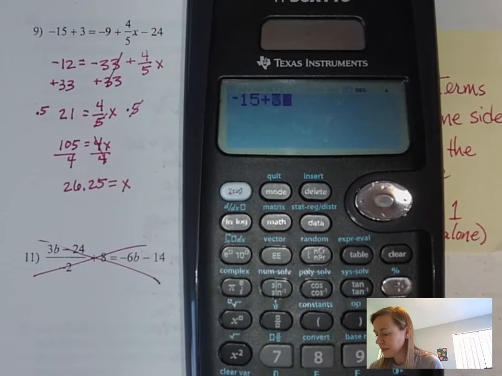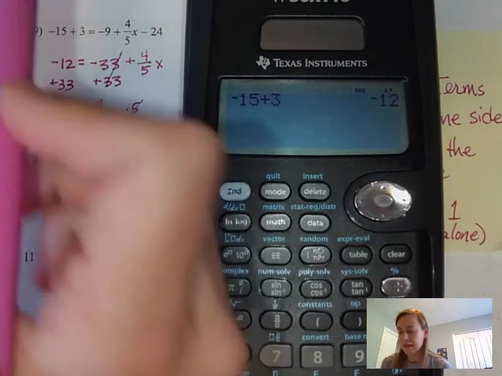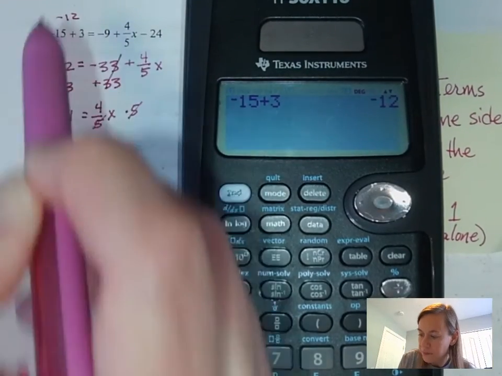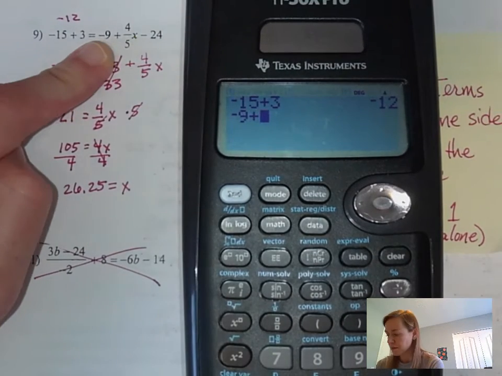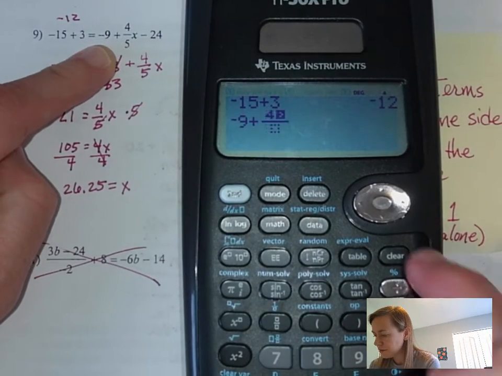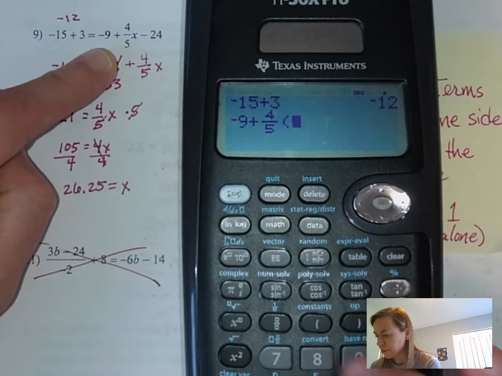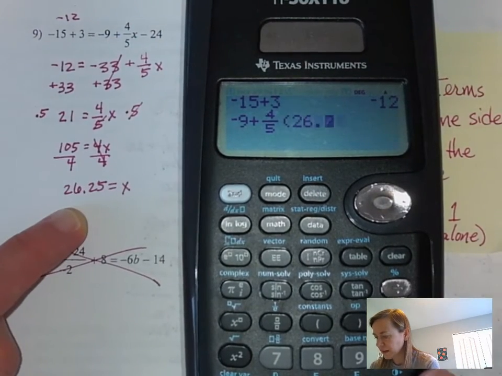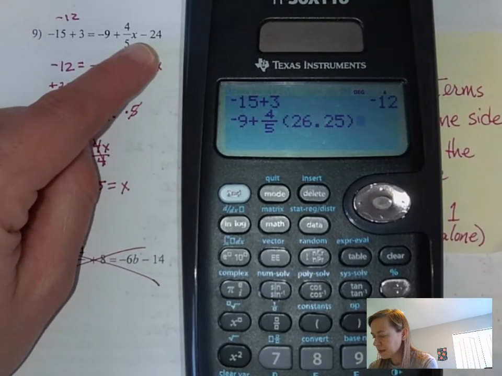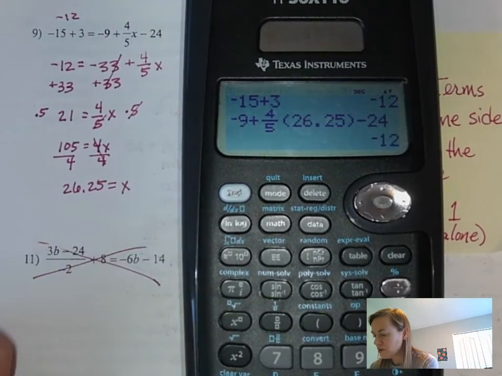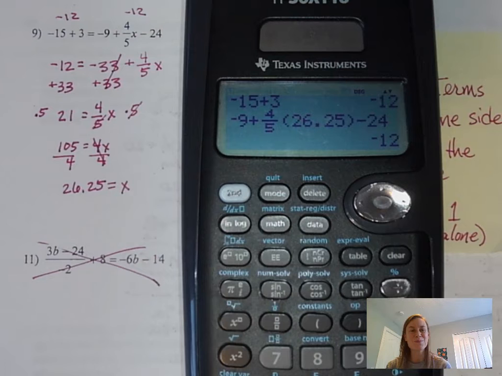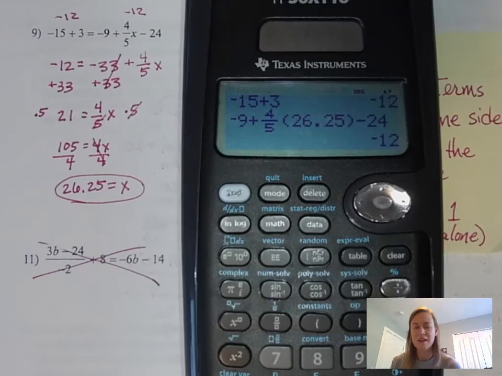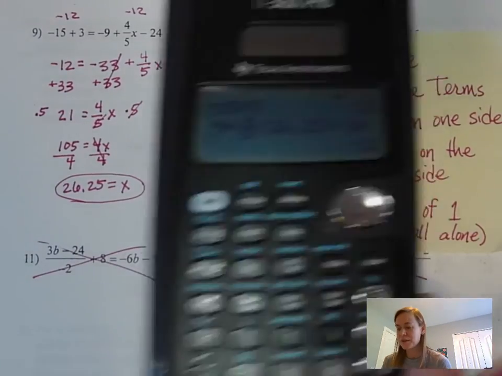So negative 15 plus 3, looks like it's negative 12 on one side. So you can kind of make yourself a little note, negative 12. Now on the other side, we have negative 9 plus 4 over 5 times x. Now we said x was 26.25. And then we're going to do minus 24. And then you get negative 12 for this side. And now if you've gotten the same number for both sides, you know you have the right answer. So even though it looks a little funny, 26.25 is a correct answer. Let's go on to the next problem.